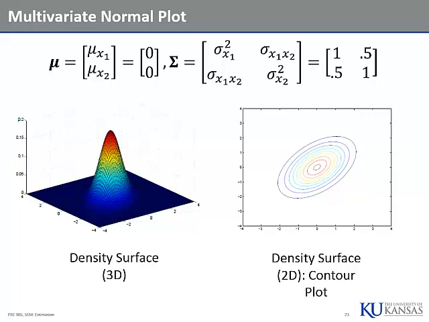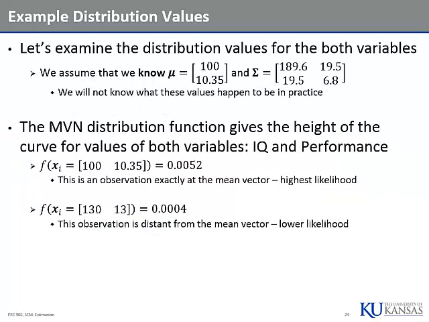Here is a picture of it before. What we want to do, we can do the same thing with our data. This is just setting it up like we were last week. If we knew what the mean and the variance was, which we don't know, but if we did know this, we could plug in any pair of values for each person and see how likely they would happen to be, right? So here the mean is 100 for IQ, 10.35 for performance. You see the covariance matrix.